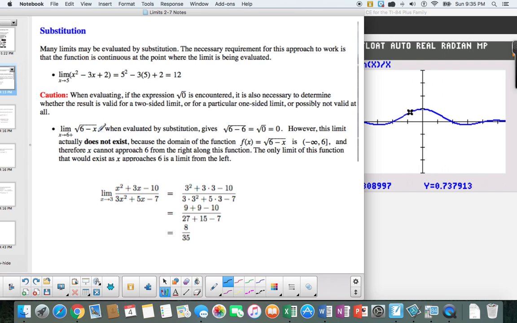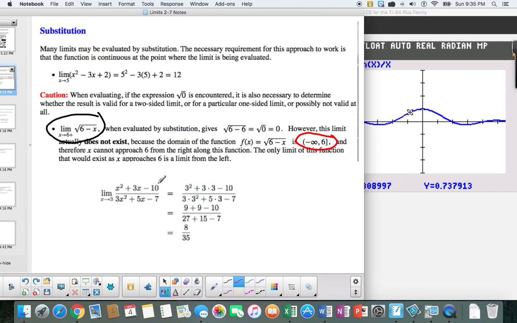A situation like this, where you substitute 6 into here, may not be such a good idea. You're going to get the answer 0, but this isn't a good idea because if you substitute 6 in, 6 is not part of the domain. In this situation right here, we're approaching 6 from the right-hand side when actually the domain is only values from the left-hand side. So we can't evaluate this.